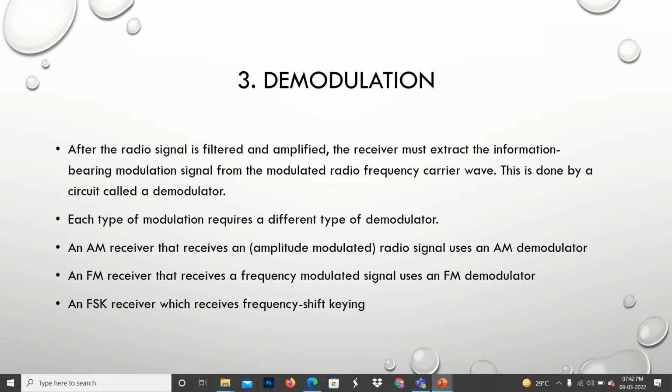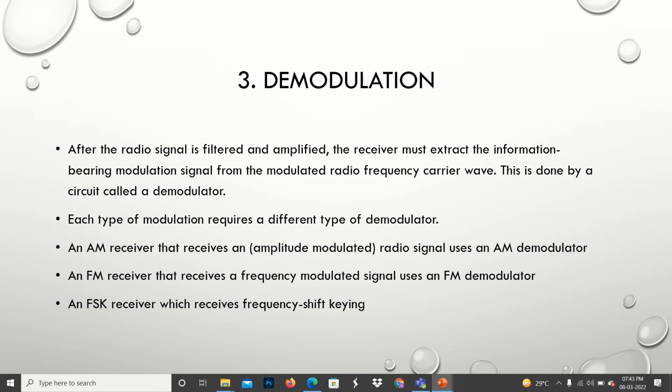Now, third is demodulation. After the radio signal is filtered and amplified, the receiver must extract the information-bearing modulation signal from the modulated radio frequency carrier wave. This is done by a circuit called a demodulator. Each type of modulation requires a different type of demodulator.